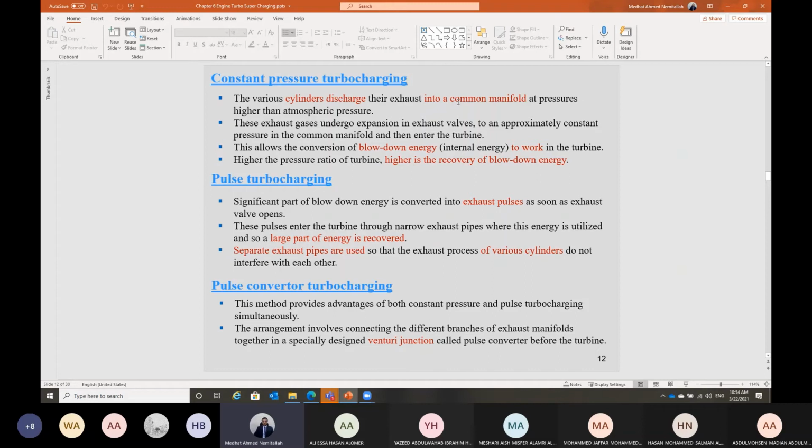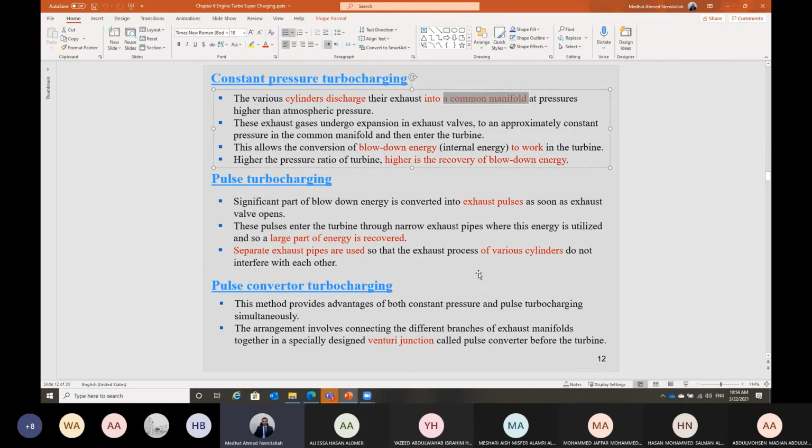This means we are losing part of the energy, because once we open the exhaust valve, the pressure inside the cylinder is very high. If we took this pressure pulse and passed it directly to the turbine, then we could have higher power. Damping the pressure in the common manifold will reduce the power output.